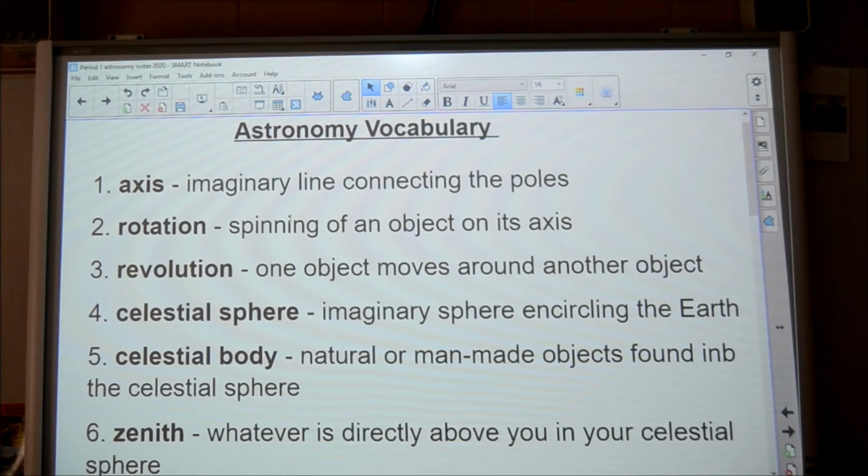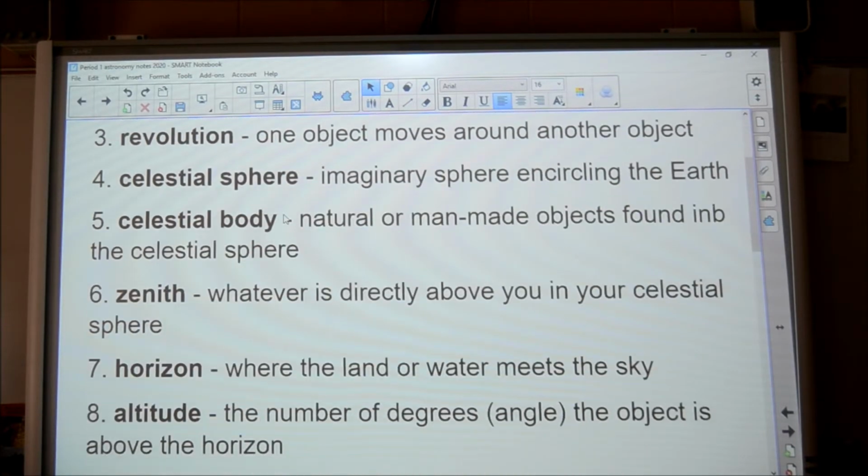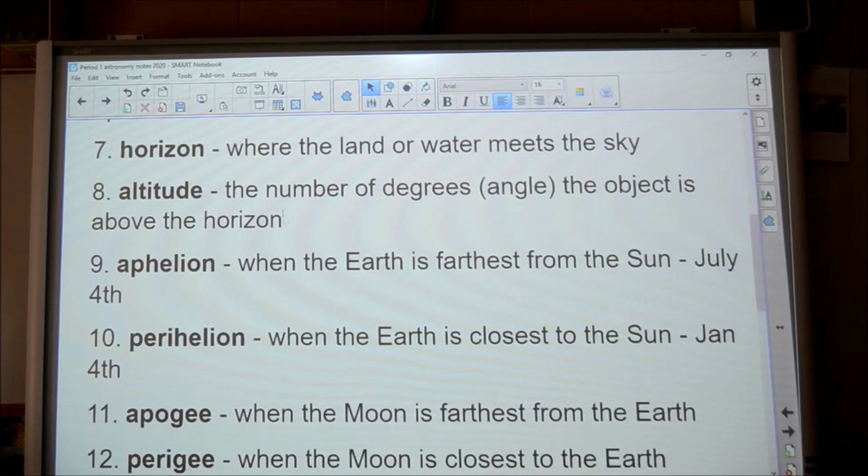Zenith. If you go outside during the night and you stand and you look straight up, so right above your head, anything that is directly above your head is your zenith. The horizon is where the land or the water meets the sky. Altitude, you're looking at the number of degrees or the angle from the horizon to your object. So we're going to look at a couple terms.